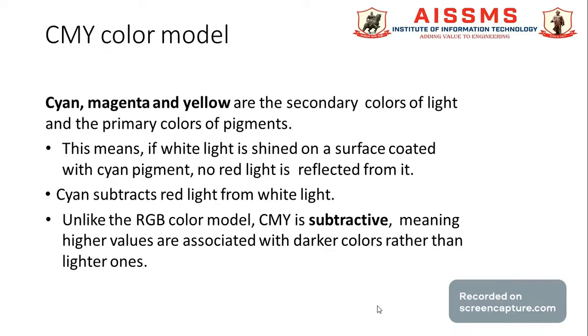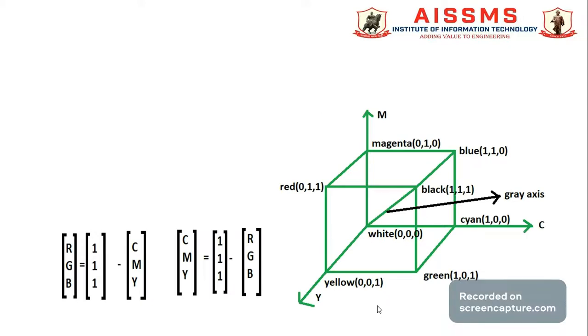A printed color that looks red absorbs the other two components, that is G and B, and reflects the red color. This means that if white light shines on a surface coated with cyan pigment, then no red light is reflected from it. So cyan subtracts the red light from the white light. It is subtractive, meaning that higher values are associated with darker colors rather than lighter ones. So this is the representation of the CMY color model.